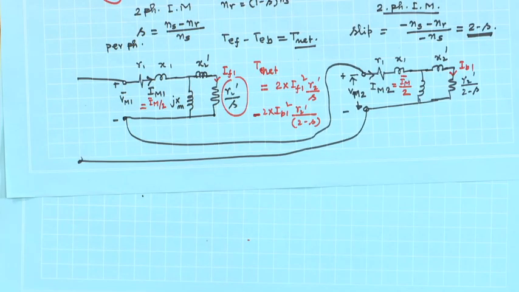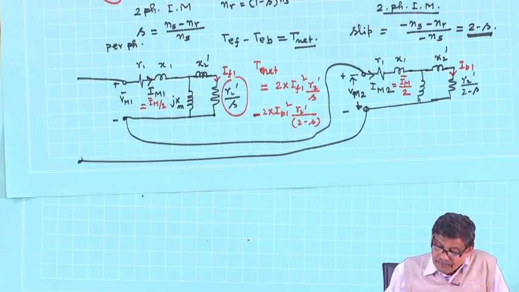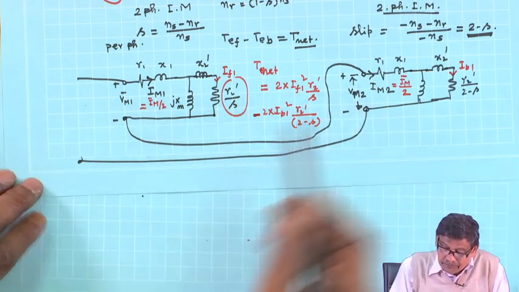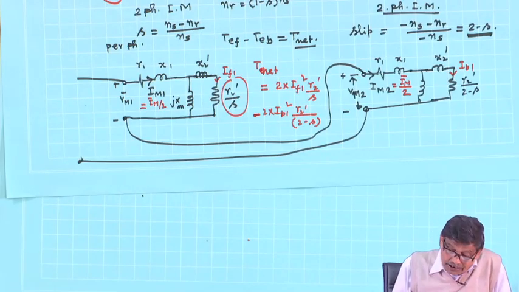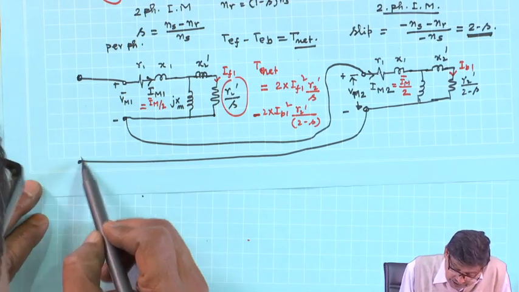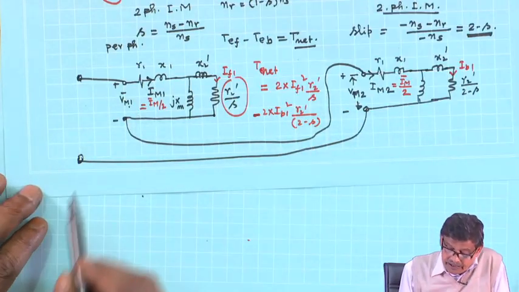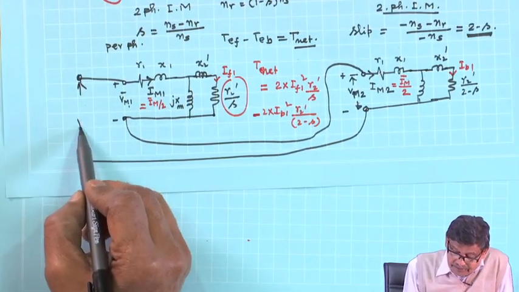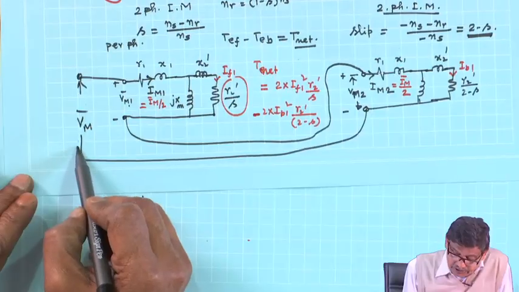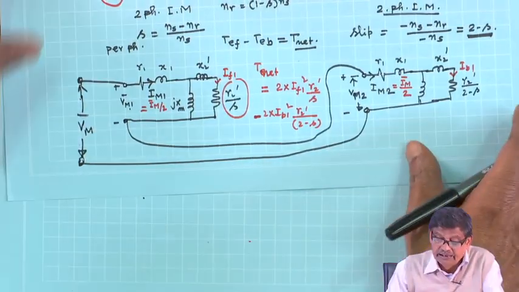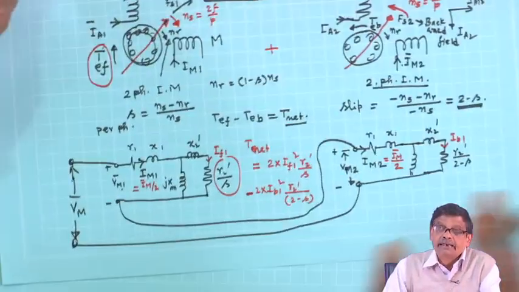Nothing will change. I will connect it in series, IM1, IM2, and not only that, if you connect them in series, this voltage is Vm1 plus Vm2. That means Vm.